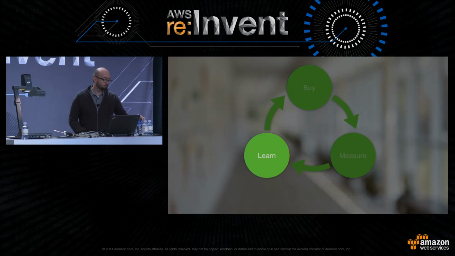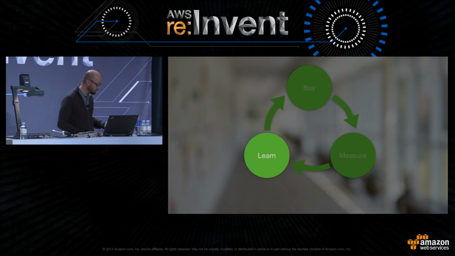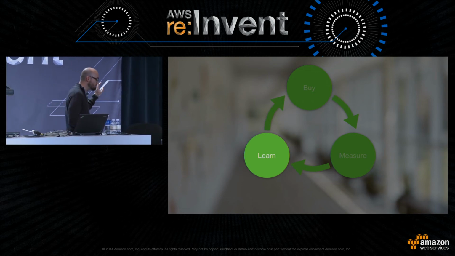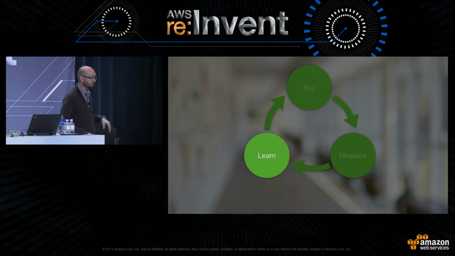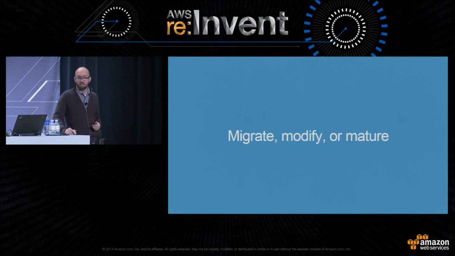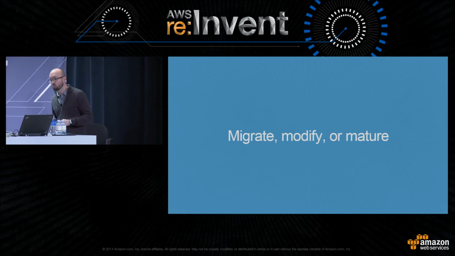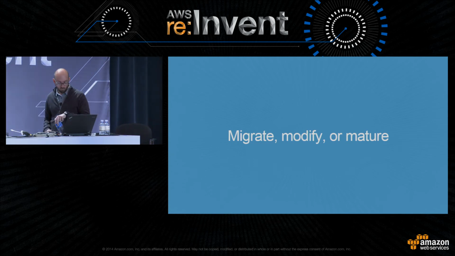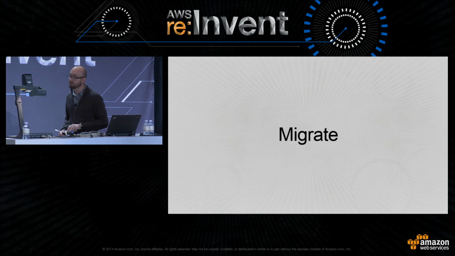So let's talk about learning from these and making changes. Since I'm basing this methodology on the lean software development methodology, learn is the step where you typically pivot or persevere. And we're going to take a similar approach with RIs, where you migrate, you modify, or you mature. So let's look at these three strategies of what you can learn from this and what sort of changes you make. Okay, so to begin, let's talk about migrate.